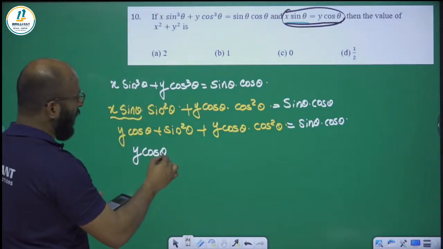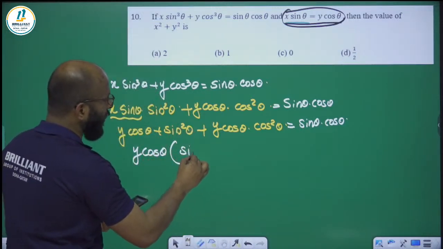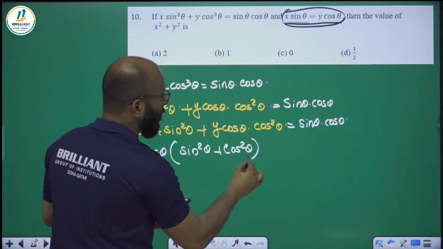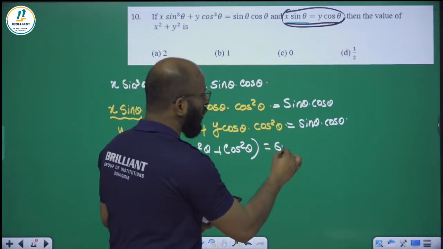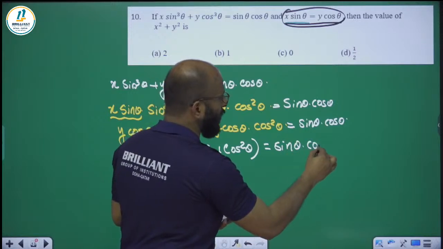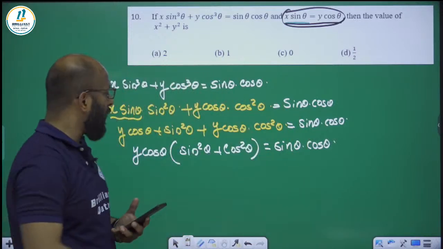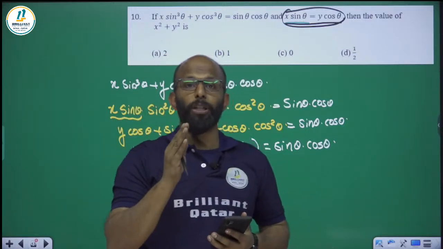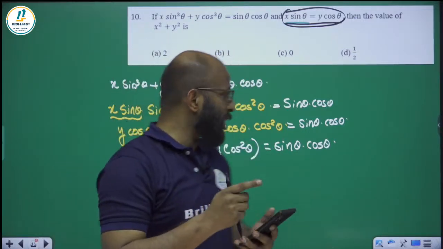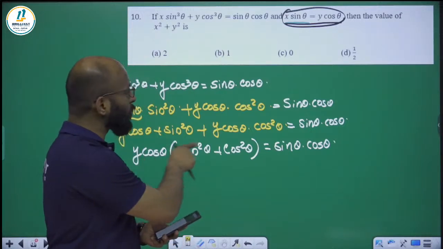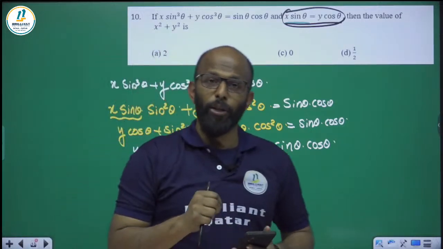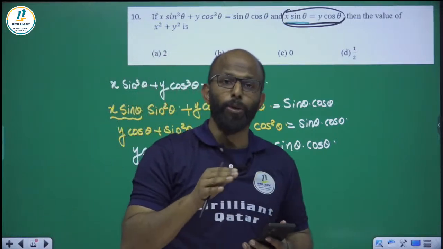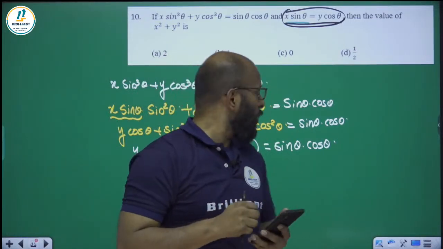So y cos theta we can take common out. We'll get sin square theta plus cos square theta is equal to sin theta into cos theta. So you know that sin square theta plus cos square theta is equal to 1, right? So this expression reduces to y cos theta is equal to sin theta into cos theta. From the left hand side and right hand side you can cancel the cos theta. We'll get y is equal to sin theta.